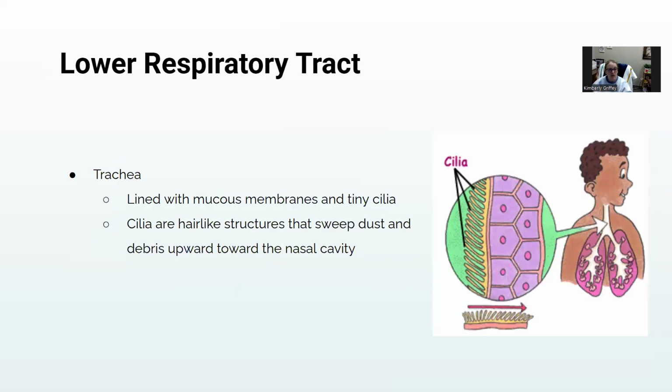Your lower respiratory tract, the trachea, is lined with mucous membranes and tiny cilia. That cilia is responsible for protecting the lower airway or the lower respiratory tract. So these continuously sweep dust and debris upward towards the nasal cavity, and this is what causes you to sneeze and have all the drainage that you will.